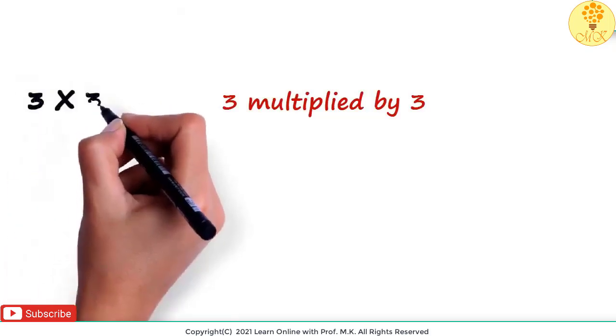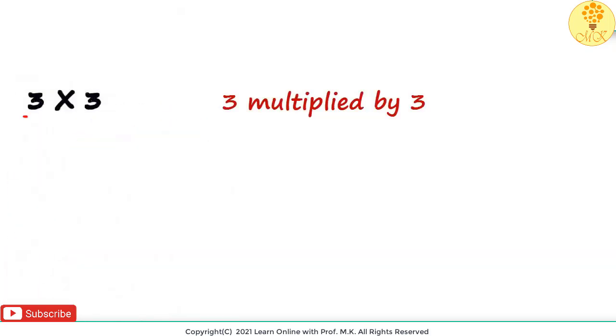Assume you've been asked to write down 3 multiplied by 3. Remember, you haven't been asked to calculate it. So you pick up your pen and write it as 3 times 3. Here we are multiplying 3 by itself just once.